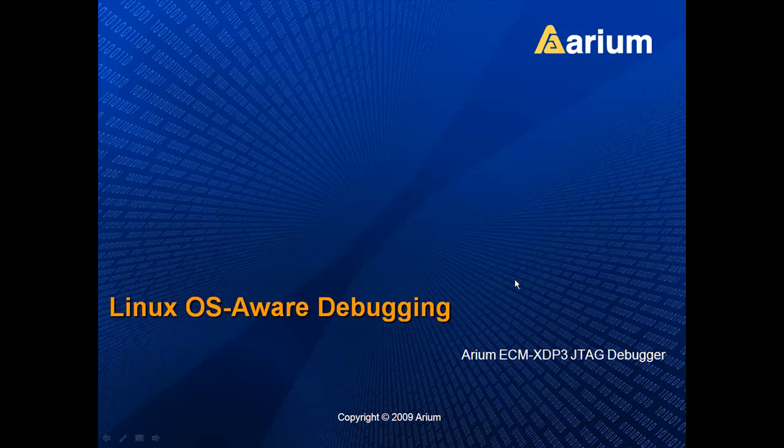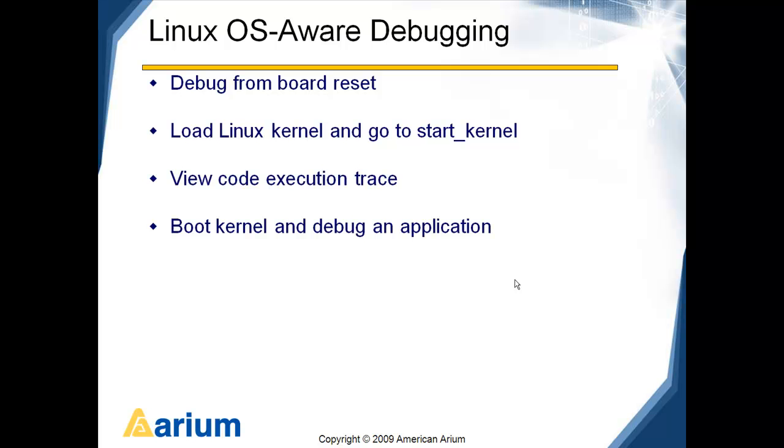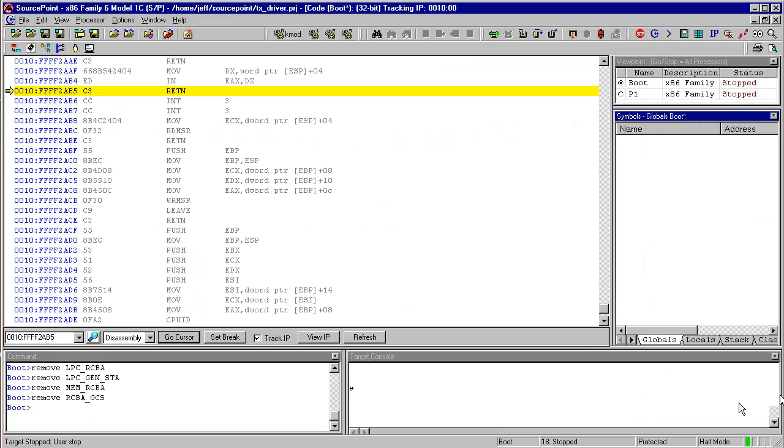This is the Arium Linux OS-Aware Debug solution for the Intel Atom processor. We're going to go through board reset, through the kernel boot, and eventually into application level debug.